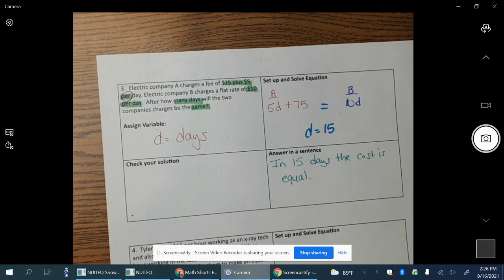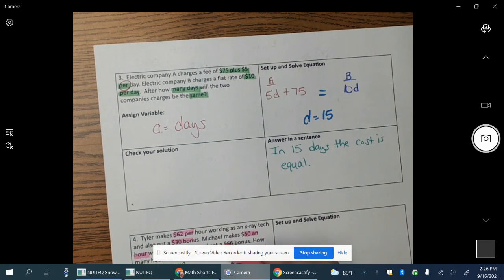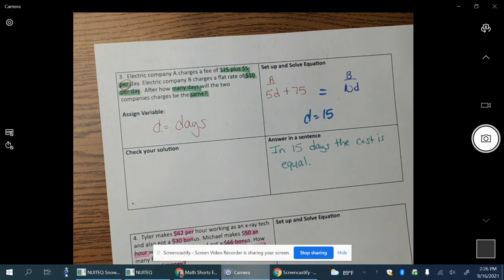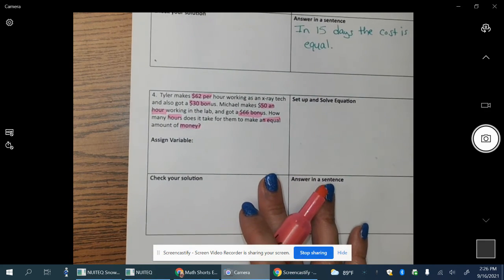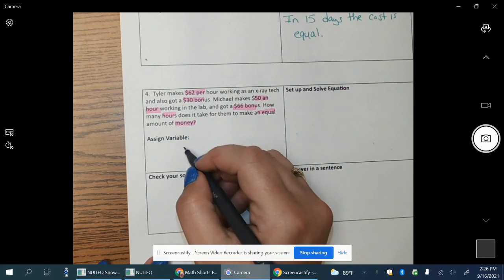All right, going across. Did you say you wanted to read, Grace? No? Yeah. Okay. All right, number 4. Tyler makes $62 per hour working as an X-ray tech and also got a $30 bonus. Malcolm makes $50 an hour working in the lab and got a $66 bonus. How many hours does it take for them to make an equal amount of money? All right, perfect. Thank you. Equal. All right, what is a good variable? H, because we're looking for hours.